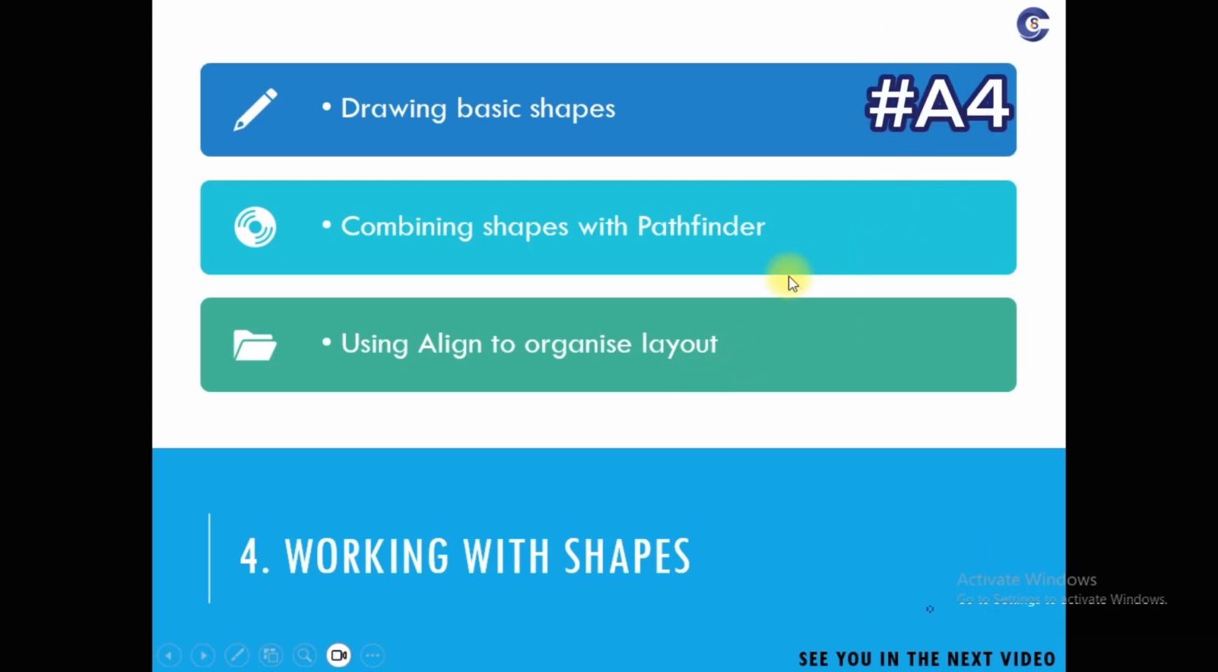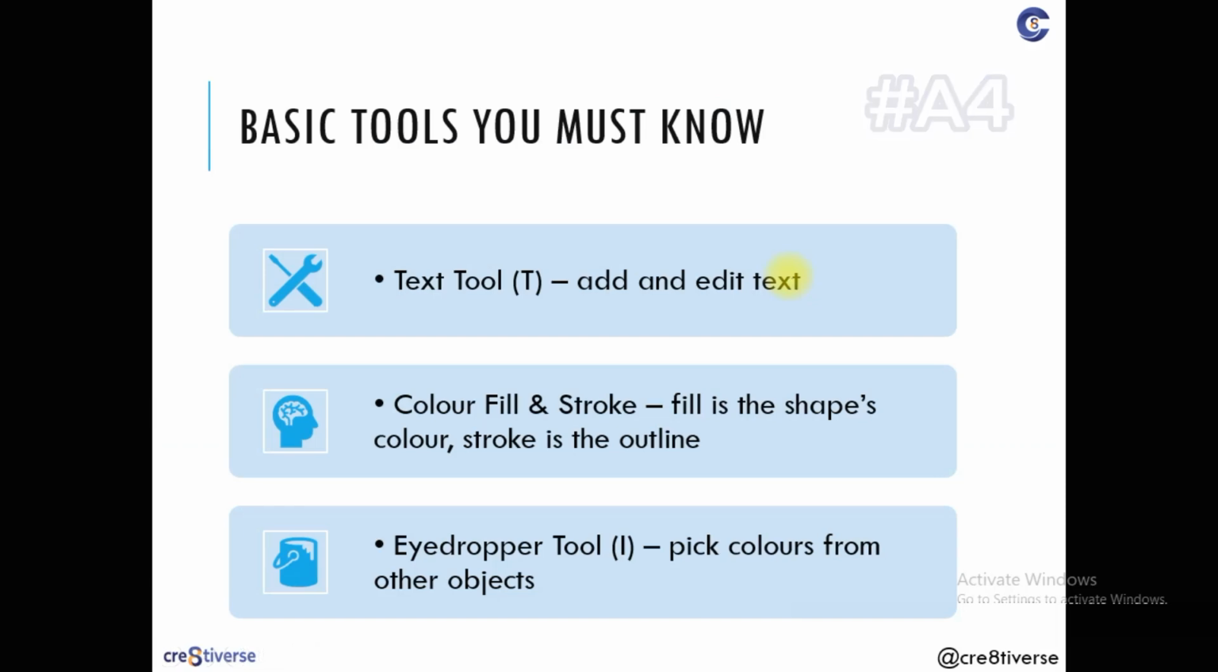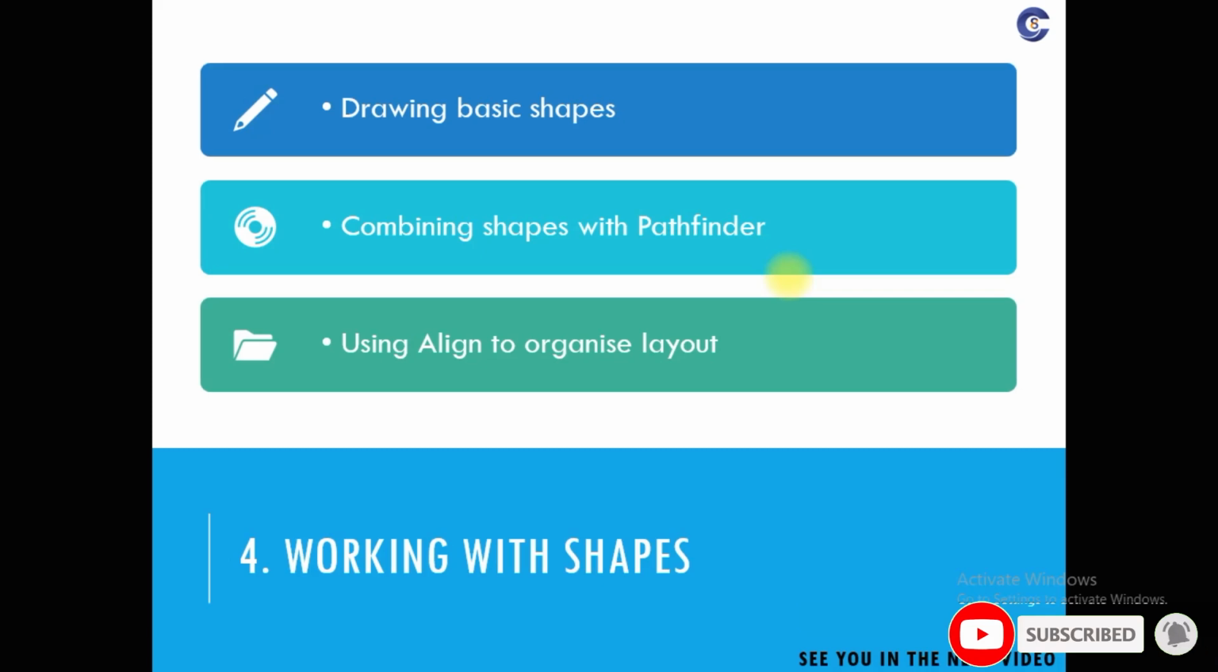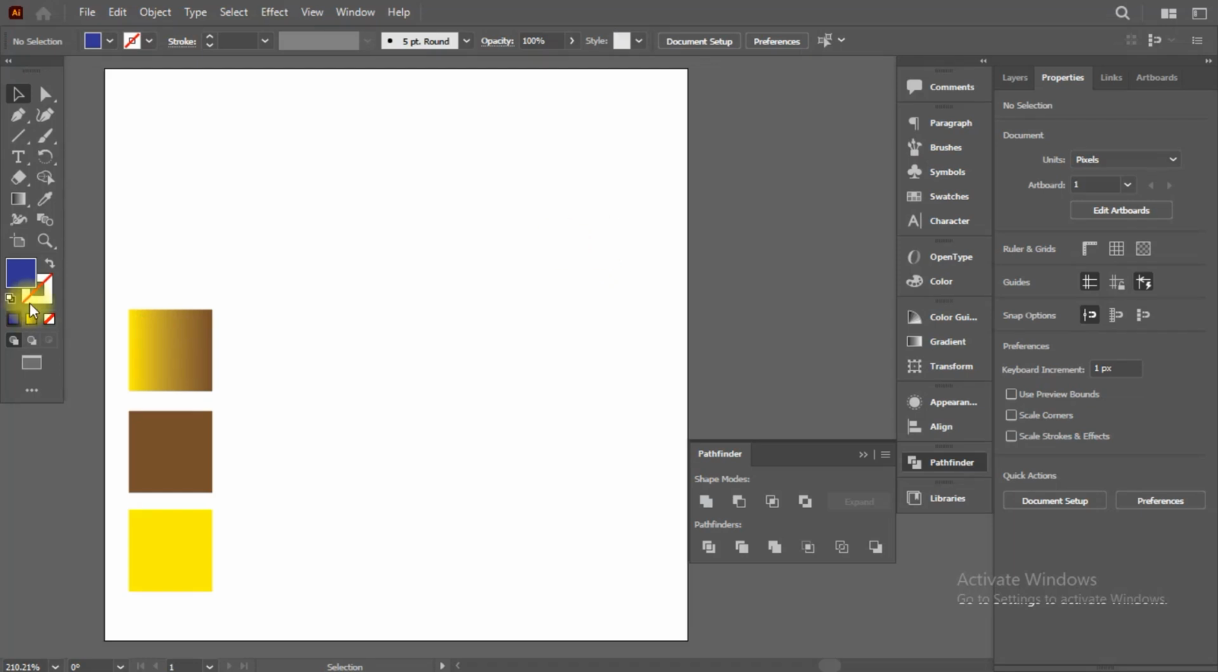In the last class, we looked at the text tool, color, fill, and stroke, the eyedropper tool, and so on. In this class, we're going to look at drawing basic shapes, combining shapes with Pathfinder, and using Align to organize your layout. Let's dive straight into it.